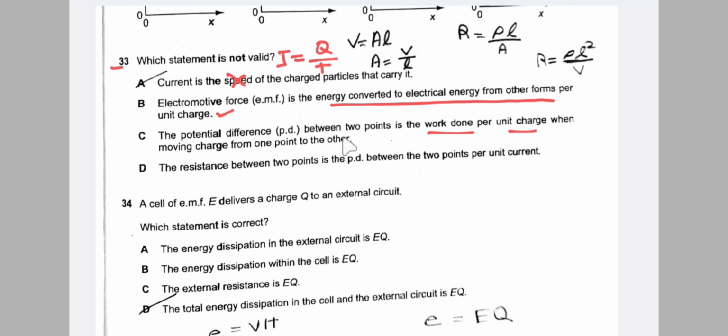When moving the charge from one point to another, potential difference is equal to work done per unit charge. Then resistance between 2 points is the potential difference between the 2 points per unit current. So resistance is equal to potential difference, that is PD, by current, that is I. So this is true. So the wrong answer is A.